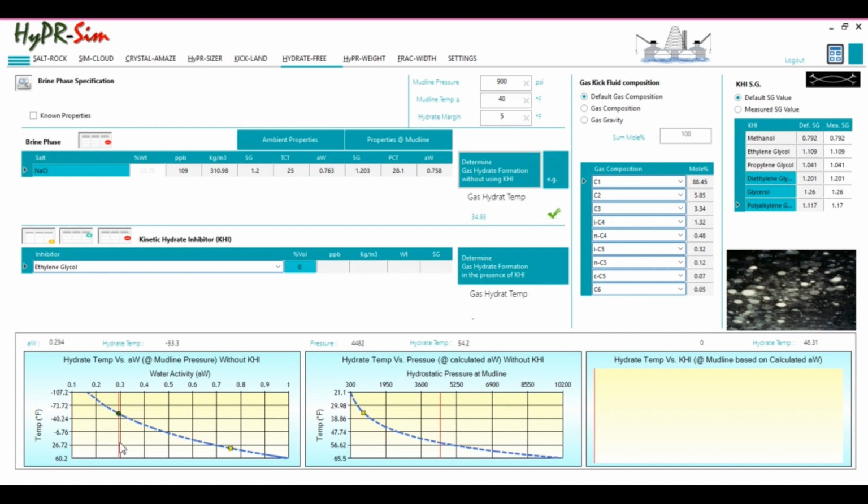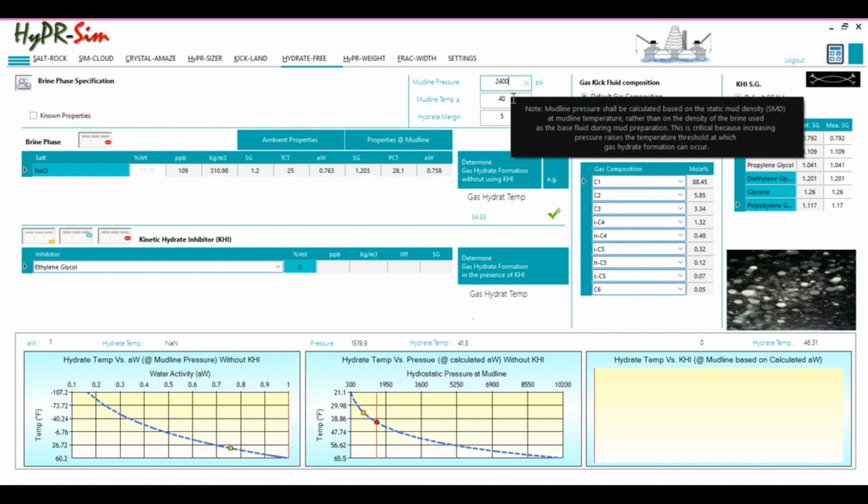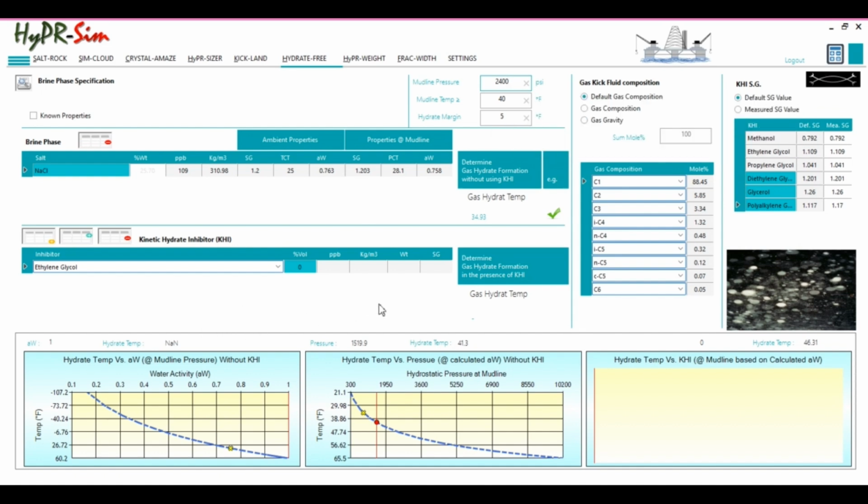Alternative brine solution. Gas hydrate formation versus brine water activity analysis. Let's reset back mudline pressure to 2,400 psi and click on the Determine Gas Hydrate button. Okay, move the cursor over to graph number 1 to analyze the relationship between brine water activity and gas hydrate formation temperature. The y-axis represents the gas hydrate formation temperature, while the x-axis represents the brine water activity.